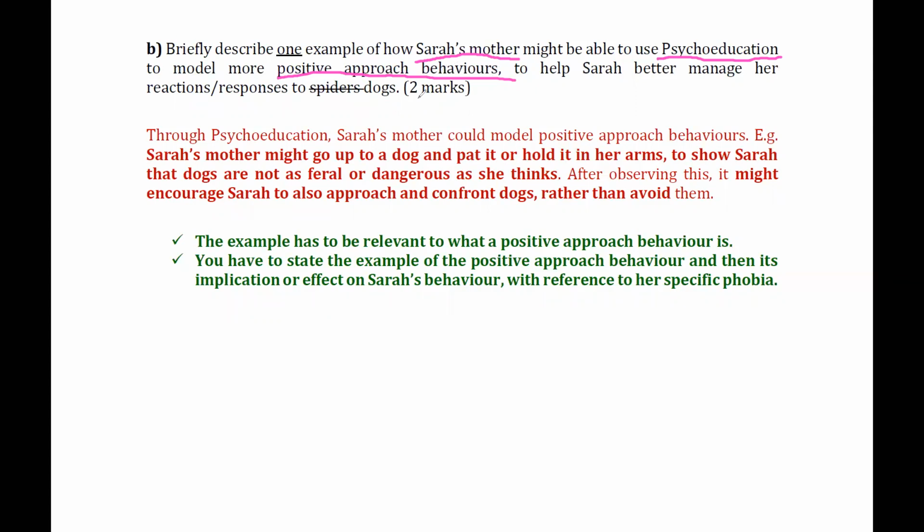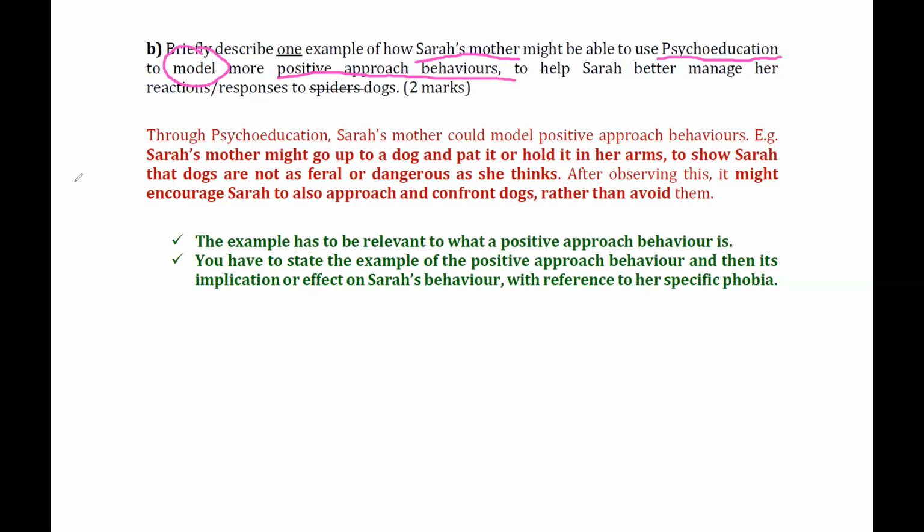So this question is asking you to give an example of how Sarah's mother might model. What does model mean? That word we saw in observational learning theory. Model is when someone is like a role model, okay? Obviously, Sarah's mother is a role model to her. So how can Sarah's mother use her role model status to an advantage, so that she can role model more positive approach behaviors for Sarah to better manage her specific phobia?